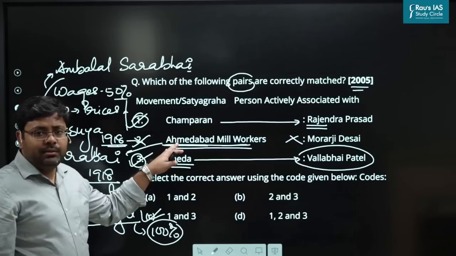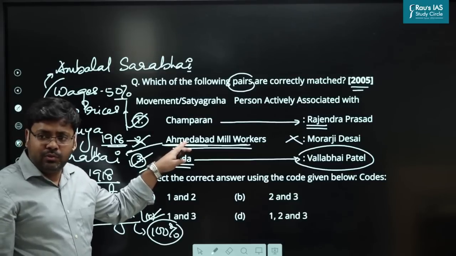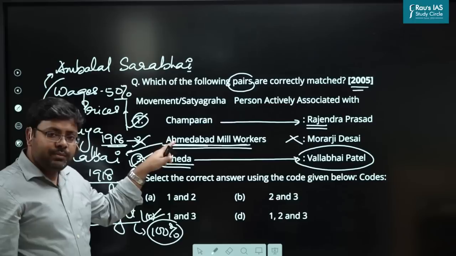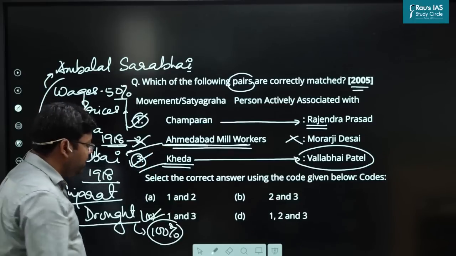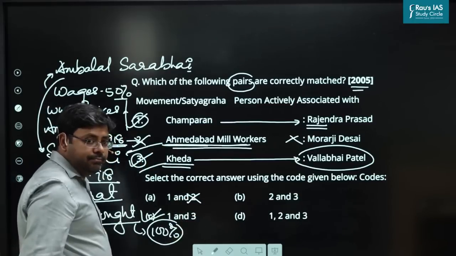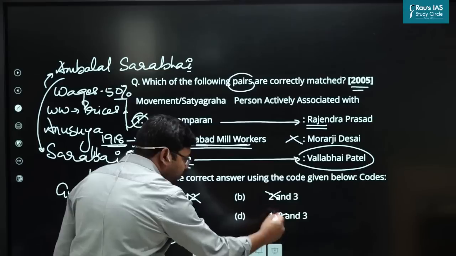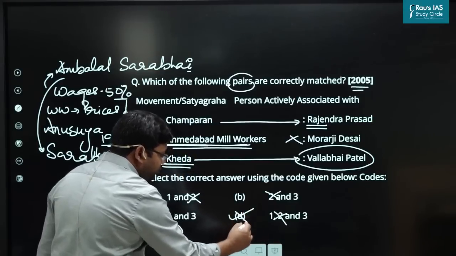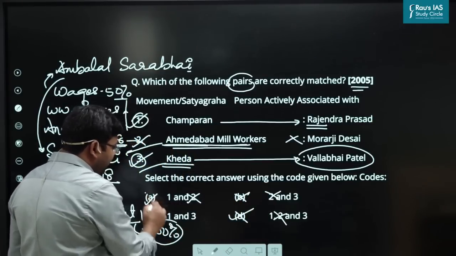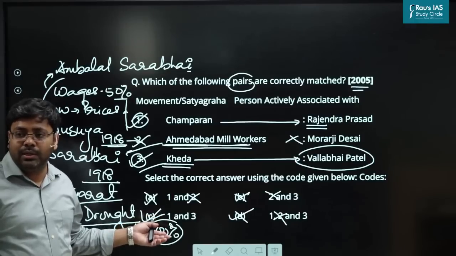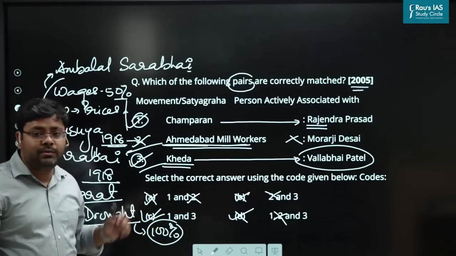So 2 is incorrect. Ahmedabad was known for Anusuya Bai's leadership. Second is absolutely incorrect. Then do one thing. Eliminate 2 out of A. Eliminate 2 out of B. Eliminate 2 out of D. So D, B and A are gone. What you will find? C would be the answer. Anyway, you can come to the answer by elimination as well.